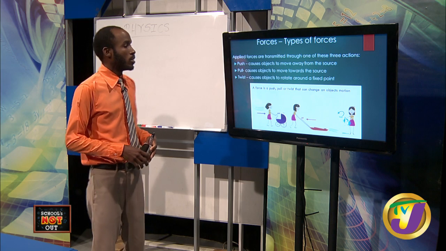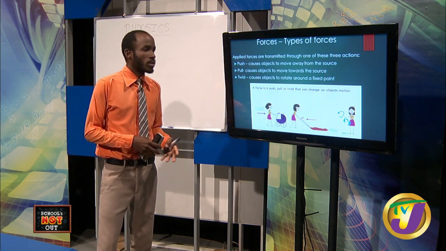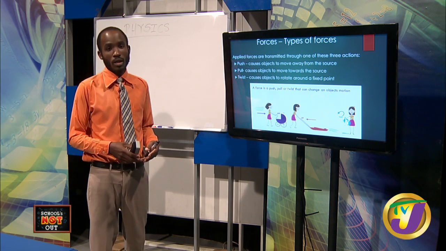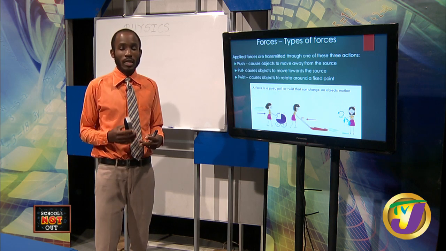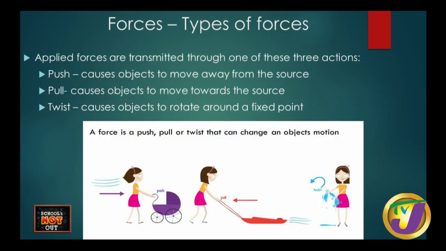Forces types. Now, forces can be transmitted through one of three actions. Either you push, which really is causing the object to move away from where the force is applied, you pull on it, it moves towards where the force is applied, or you twist it. So when you push a door, you apply the force, you're the source of force. The door starts moving away from you. If you pull the door, it moves towards you.